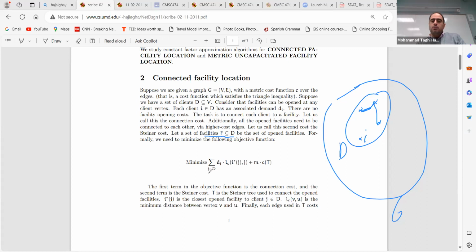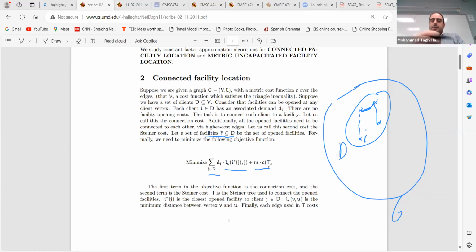And what do we want to minimize? For all j belonging to the set of demands, you want to minimize d_j times the cost, the metric essentially, c to i*(j), where i*(j) is the closest facility to j. This is the same as the facility location that we talked about. For each person, you want to connect it to the closest facility. That's the cost that you will pay times the demand d_j. This is the renting cost. And then M times c(T).